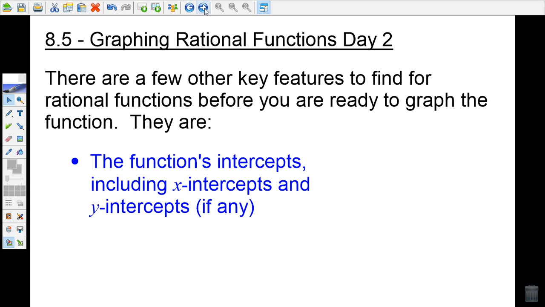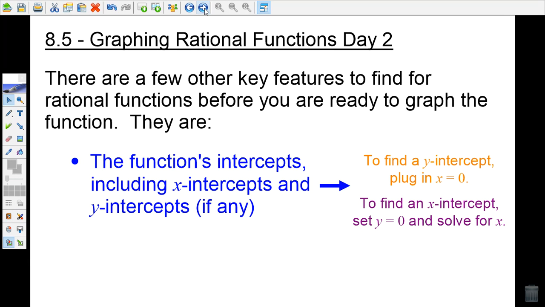And I'm writing "if any" because there's the potential, because of vertical asymptotes and horizontal asymptotes, that there might not be an x-intercept or there might not be a y-intercept. And we'll see that happen in an example or two. All right, so to find x and y intercepts, we do what we've always done. To find a y-intercept, we plug in x equals 0 and we evaluate for y. To find an x-intercept, we set the y equal to 0 and we solve for x.